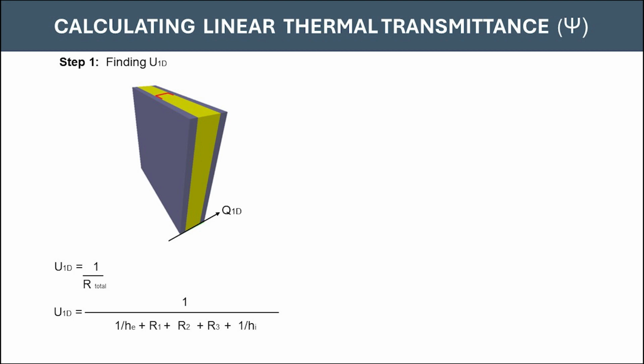Now we will learn to calculate the psi value, which is the coefficient of linear thermal transmittance for a wall. First, we will find the 1D U value of the wall stratigraphy. We have seen previously, to calculate this 1D U value, we will add up the resistance of each layer to find the total resistance of the wall, and U value will be the inverse of this resistance.